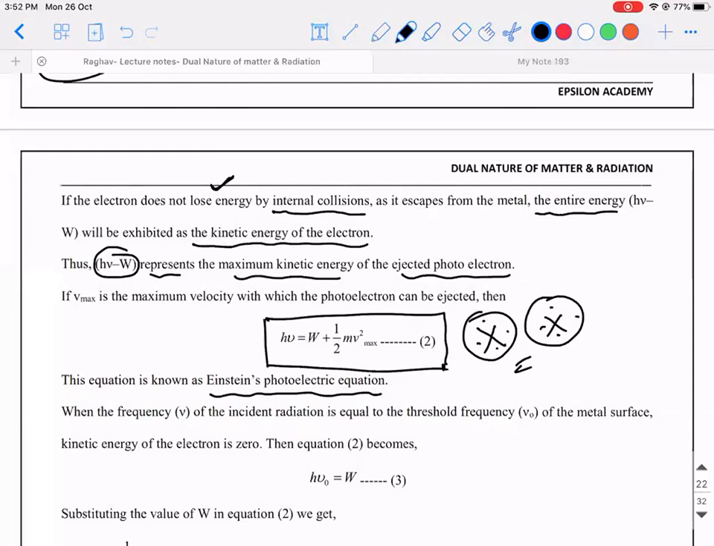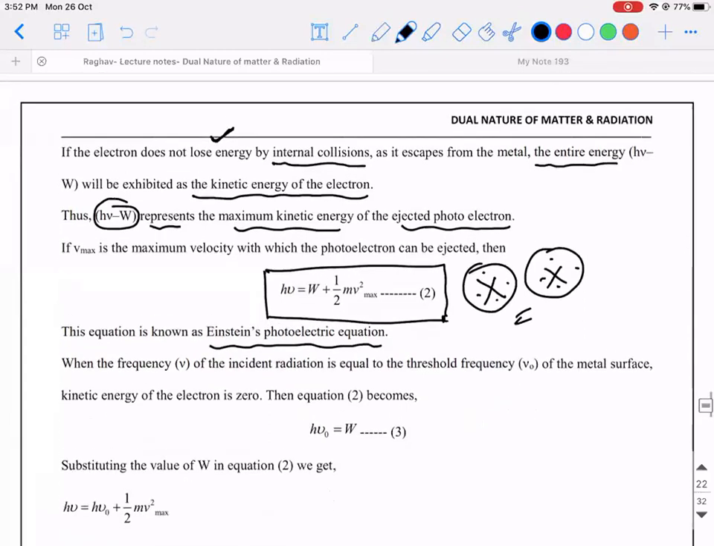So it's a very, very simple equation, and it is easy to understand also. It's just like energy conversions that are happening. I can even say it is energy conservation. One energy is getting converted to two other forms of energy.